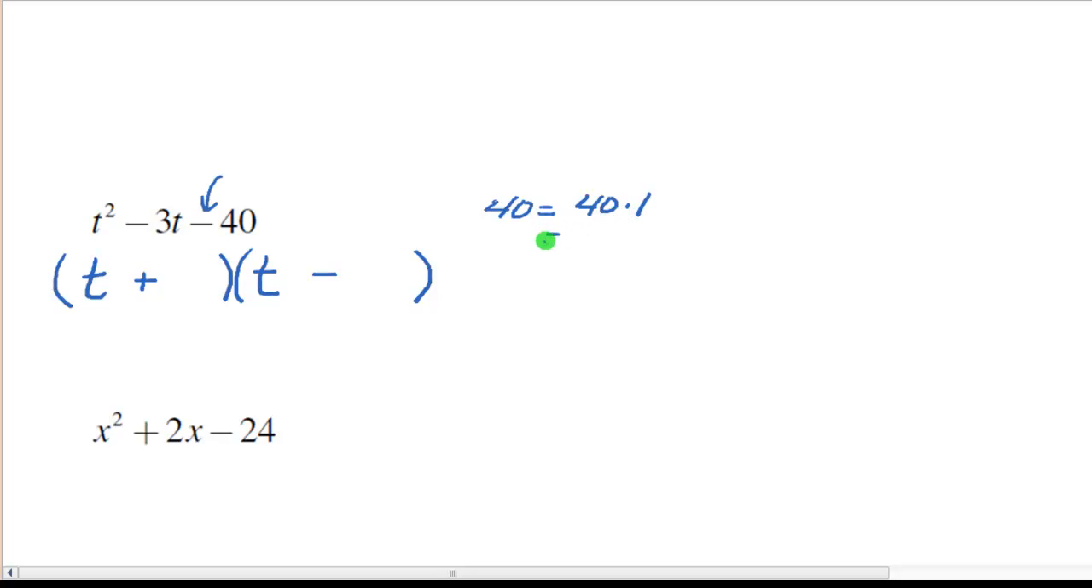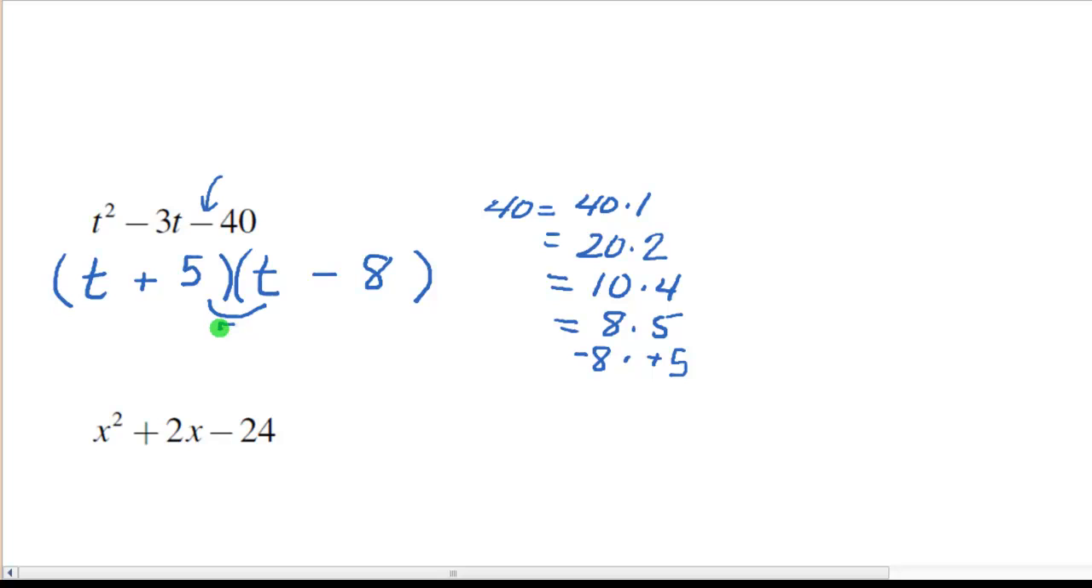That's not going to get us a 3. 20 times 2. That's not going to get us a 3. 10 times 4. We're still not going to get a 3 out of that. 8 times 5. Look at that. So if I use a negative 8 times a positive 5, I will get a negative 40, and these two will add up to my negative 3. So I'm going to put the 8 here and the 5 there. So notice I have 5t with my inners and negative 8t for my outers, and 5t minus 8t, there's my negative 3.